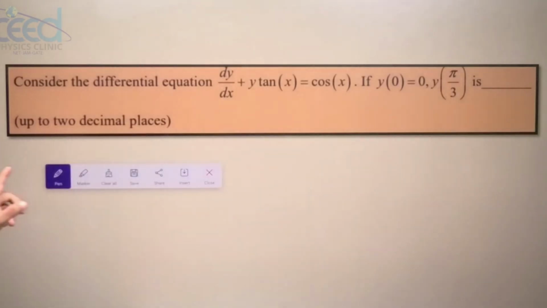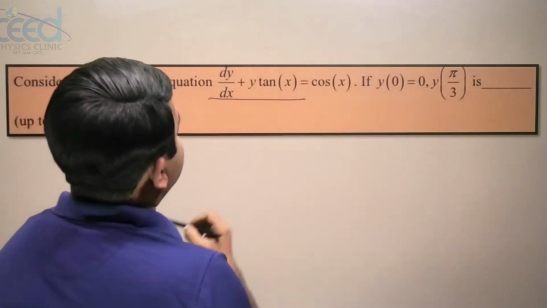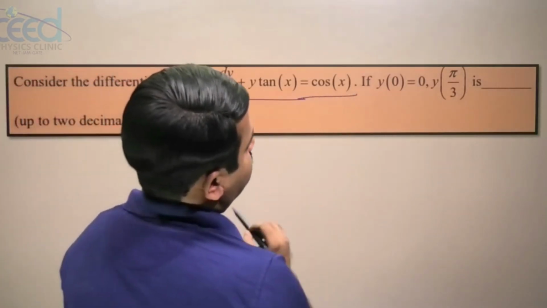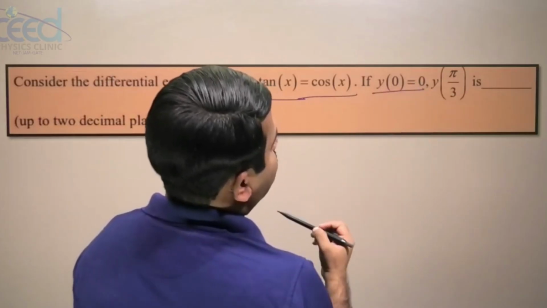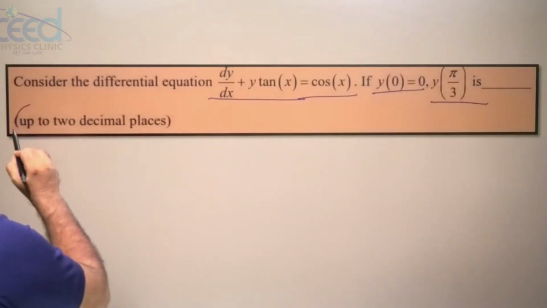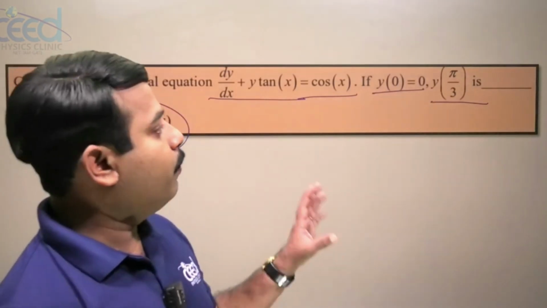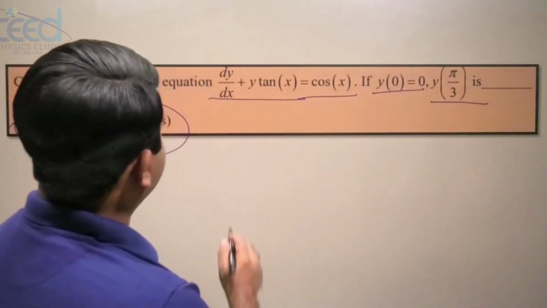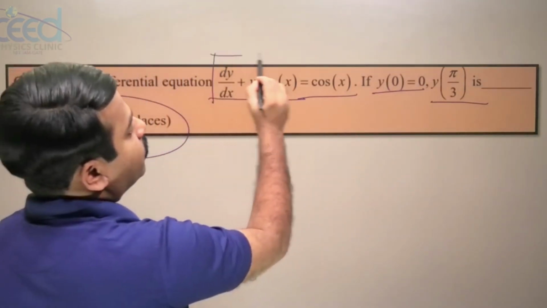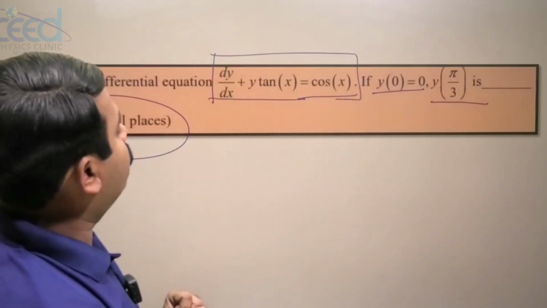Consider the differential equation dy/dx + y tan x = cos x, with y(0) = 0. We need y(π/3) up to 2 decimal places. First we can solve this, then only we can find y at a particular value of x.